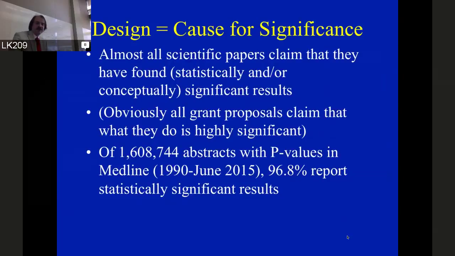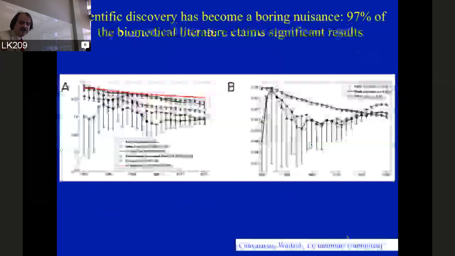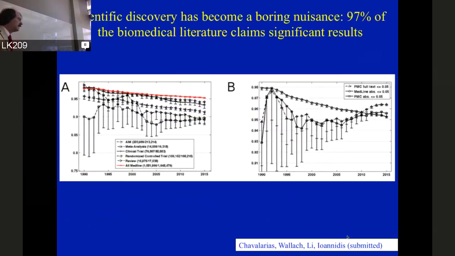Recently, we looked at the entire PubMed. We found in the last 10 years, 1.6 million papers with abstracts that had p-values, and about 96, 97% of them had statistically significant results. This is how it looks like. We also looked at over 800,000 full-text articles, and whenever they had p-values, again, 96% of them had significant results.